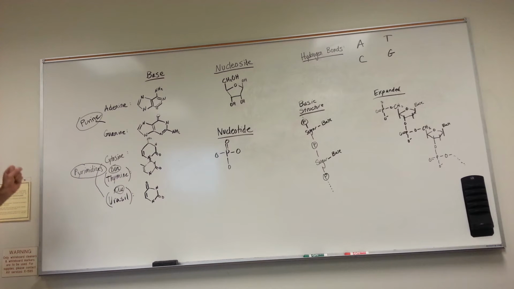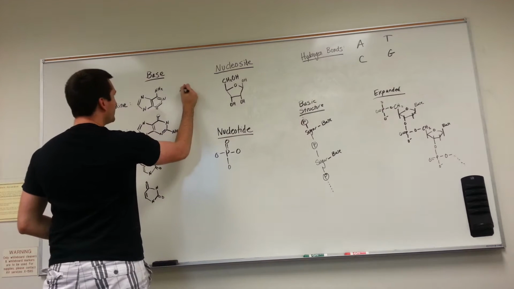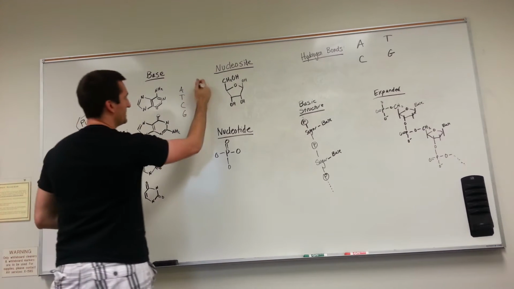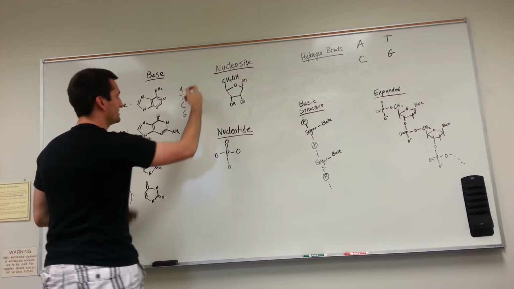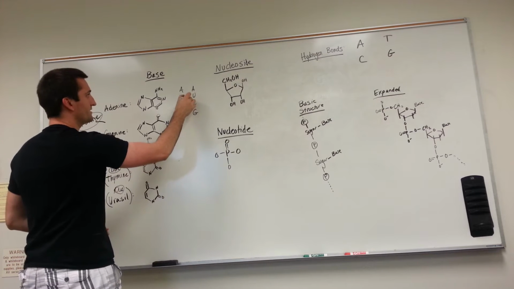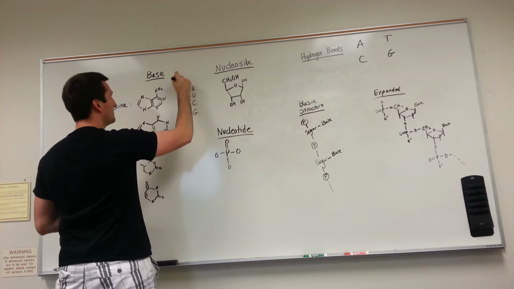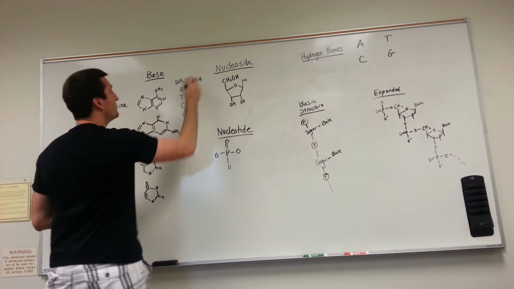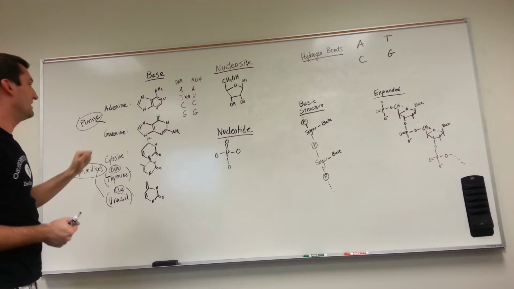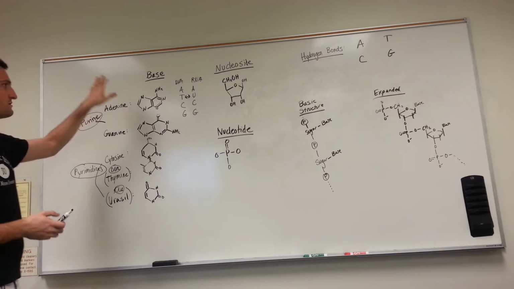So bases, typically on a DNA strand, you'll see it written as either an A, a T, a C, or a G. And then also in an RNA strand, you would see A, U, C, and G. So just notice here that these two change when you go from DNA to RNA. So in DNA, the A stands for adenine, T for thymine, C for cytosine, and G for guanine. Alright, so those are the bases.